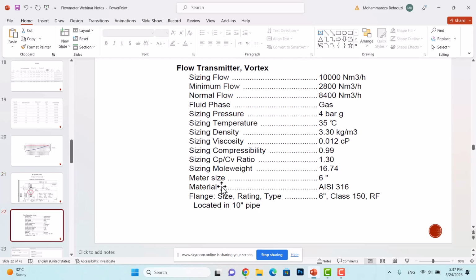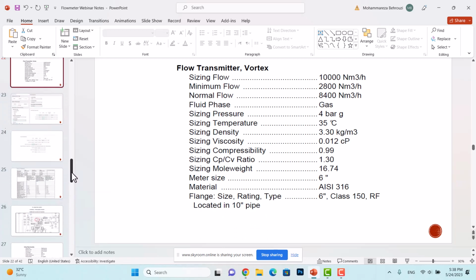Now let's have a look at its flow rates. The maximum flow rate is 10,000 normal cubic meter per hour. The minimum flow is this value, and the normal flow is 8,400 normal cubic meter per hour. The fluid phase is gas. The operating pressure is 4 bar gauge. The operating temperature is 35 degrees Celsius, and here you can see the physical properties of the fluid. And here, as I said, it's going to be located in a 10-inch pipe.